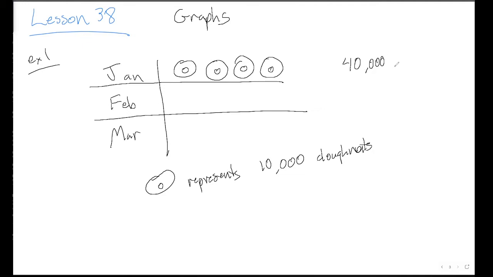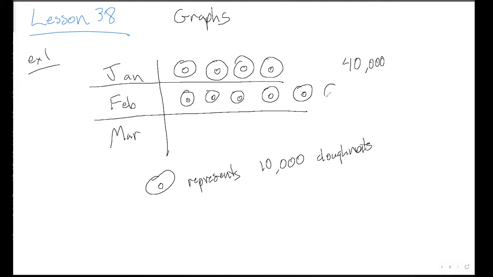Oh my goodness. 40,000 donuts. That's 10,000 a week. We could do that. Now that you say it that way, that's doable. Because if we got a whole month to eat 40,000 donuts, I think we could do that. It's not impossible.